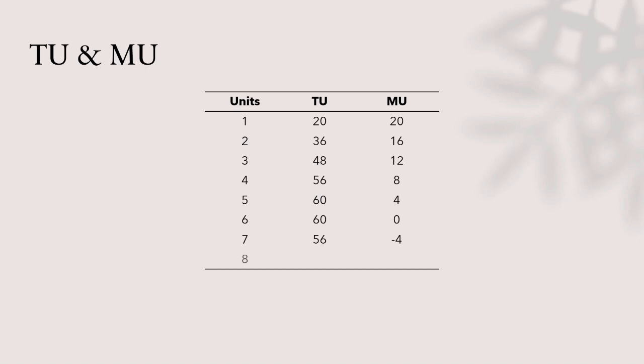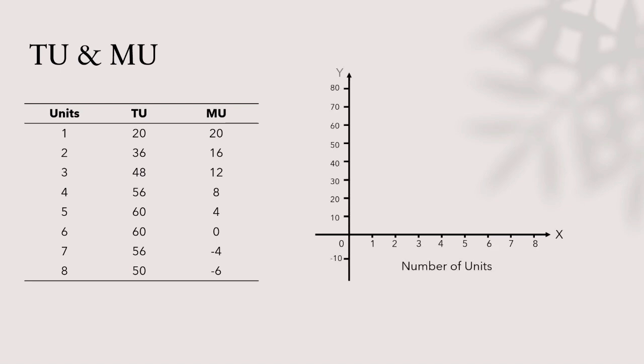For the eighth good consumed, the total utility has again decreased to 50. This difference, 56 minus 50, is the marginal utility, and it is in negative terms because the total utility has diminished. Now let's take a look at this in graph form. On the x-axis we have number of units, and on the y-axis we have total utility and marginal utility. If we plot these points of total utility and marginal utility, we get the total utility and marginal utility curves.